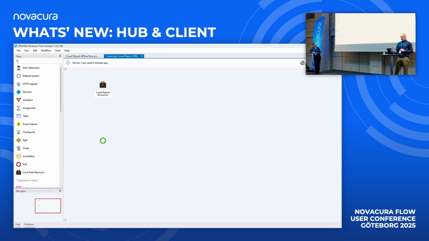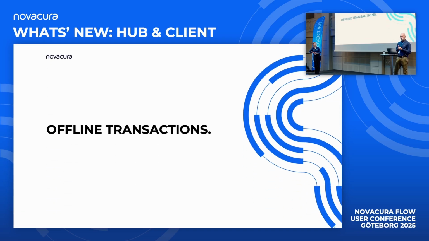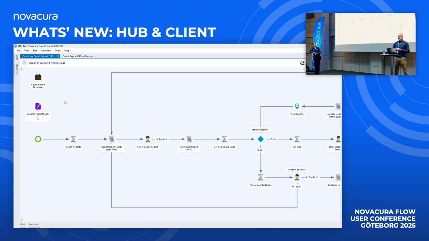Okay, and the next part is the offline transactions. So in true TV chef fashion, we have already prepared an online version of the application. So now let's see how we can turn it into an offline capable application instead. So here we have our application, we have the local data resource, and we will have a step for selecting the count report that we want to use.